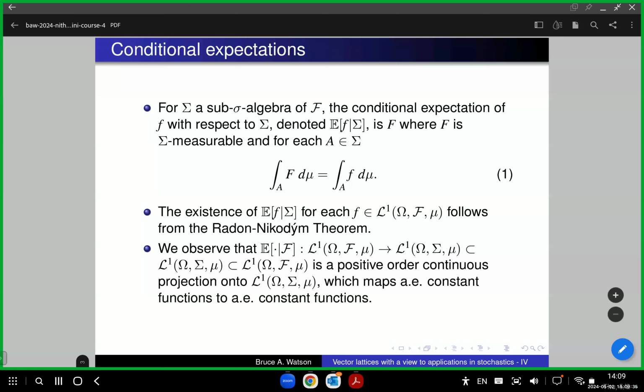So what does this conditioning do? It takes you from your L1 space, L1 omega F mu, to the L1 space where your sigma algebra has been replaced by sigma, so L1 omega sigma mu. And you can consider this as a subspace and sublattice of L1 omega F mu. Furthermore, the conditioning map is a positive order continuous projection onto L1 omega sigma mu, and it maps AE constant functions to AE constant functions.